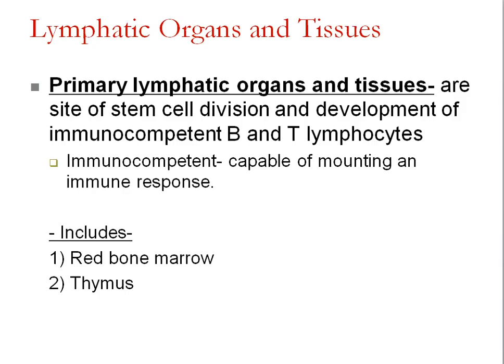All right, lymphatic organs and tissues. We have primary lymphatic organs that are going to include our red bone marrow and our thymus. So there's only two primary lymphatic organs and tissues. And these are the site of stem cell division and development of immunocompetent B and T cells. So immunocompetent means these are the cells that are just capable of mounting an immune response. So we get our B and T cells with our red bone marrow and our thymus accordingly.